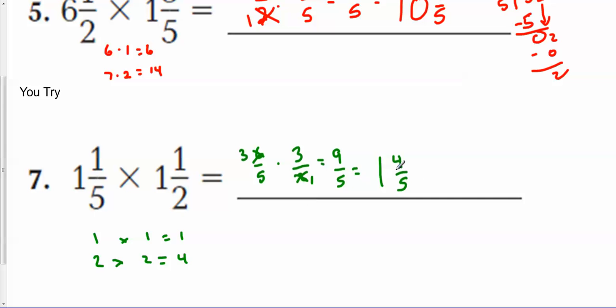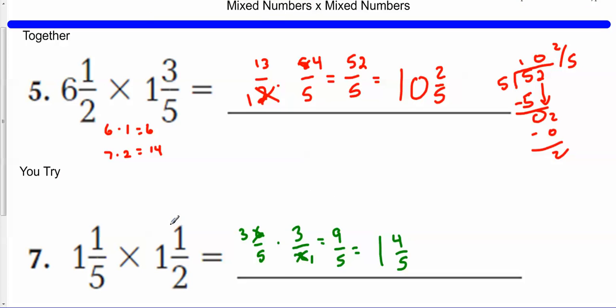So is my answer 1 4/5 in between 1 and 4? Sure is. Looks like I'm good to go.